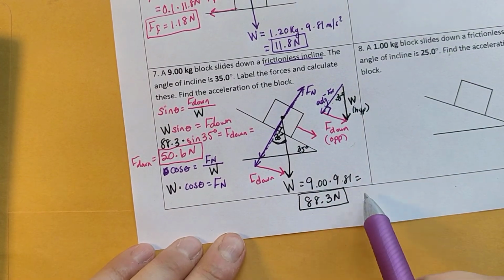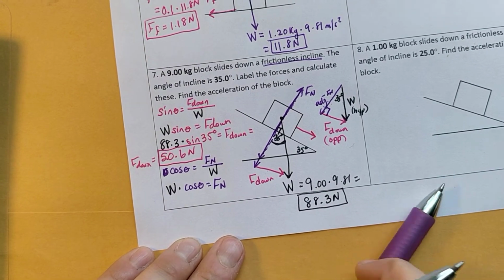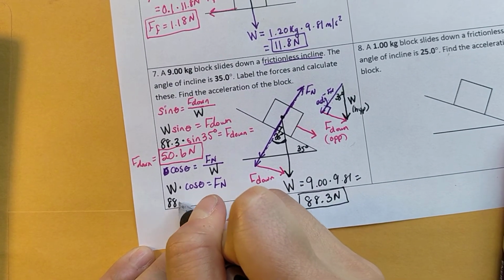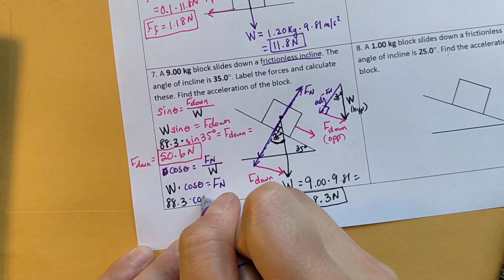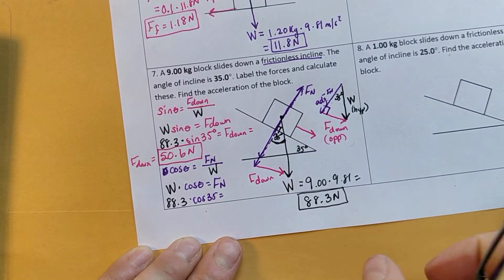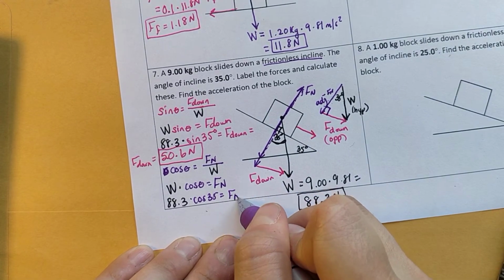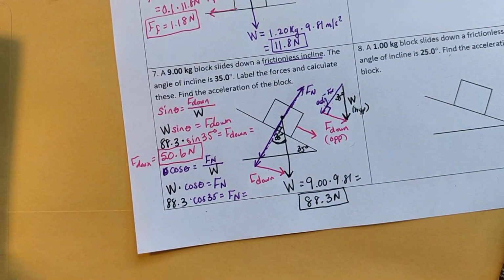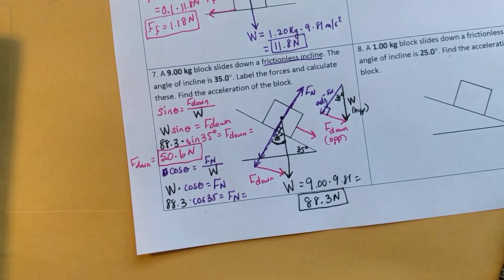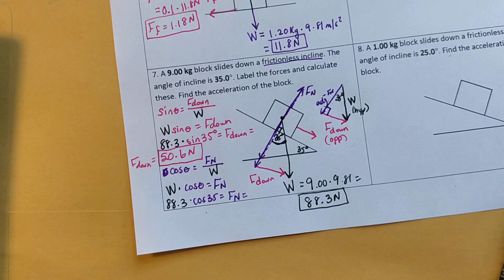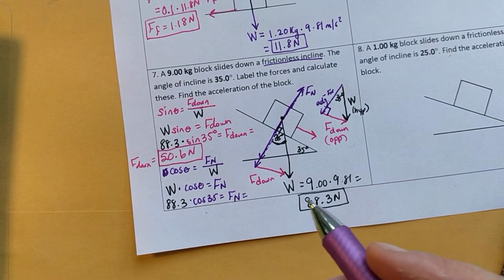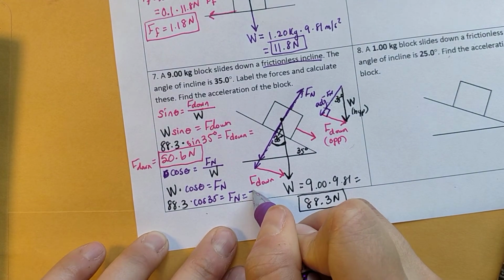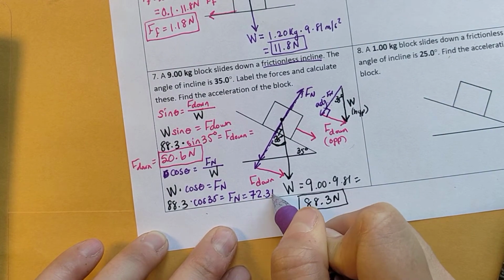Same thing, I will calculate now. 88.3 newtons is the weight times cosine of that 35 degrees is equal to the normal force, and that becomes 88.3 times cosine 35. Make sure again your calculator is set to degree mode, and I get a normal force of 72.3 newtons.